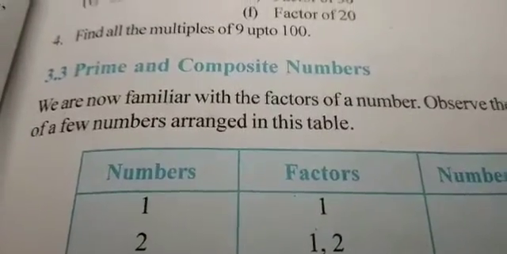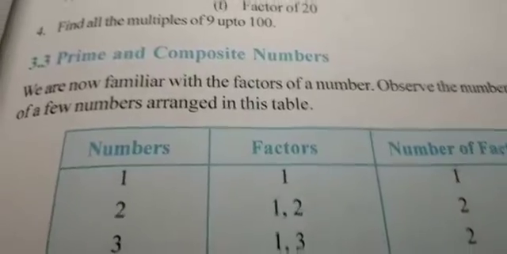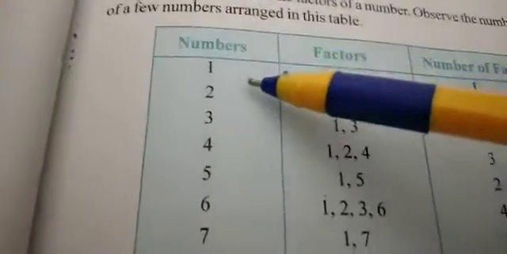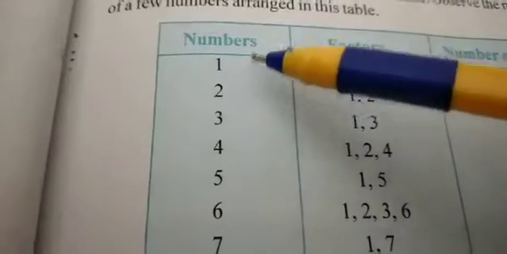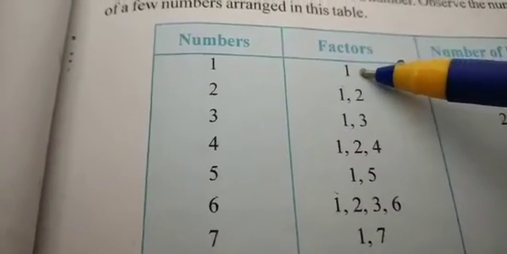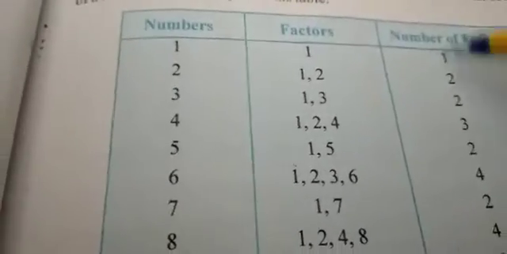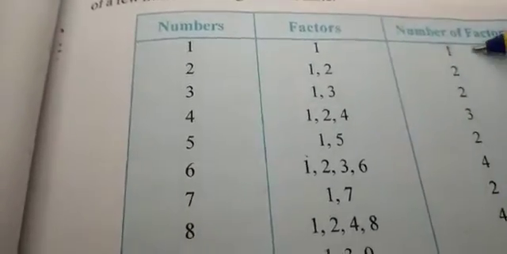Hello children, today we are going to talk about prime and composite numbers. Okay, look at this table. Here you can see the numbers 1 to 12, right? And the factors of 1, if we talk about, it's only 1. Okay, it comes in 1's table itself. So 1 is the factor of 1, and number of factors you can see only 1, so we write here 1.